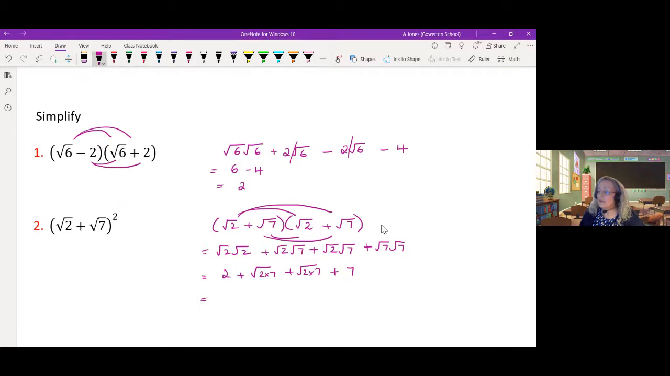So this gives me 2 add 7 is 9, add, and then I've got the root of 14, add another root of 14, and actually you can add that up in the same way as if I had 9 add x, I would say that that is 9 add 2x. In the same way with this one, I would look at that and say that that is equal to 9 add 2 root 14.